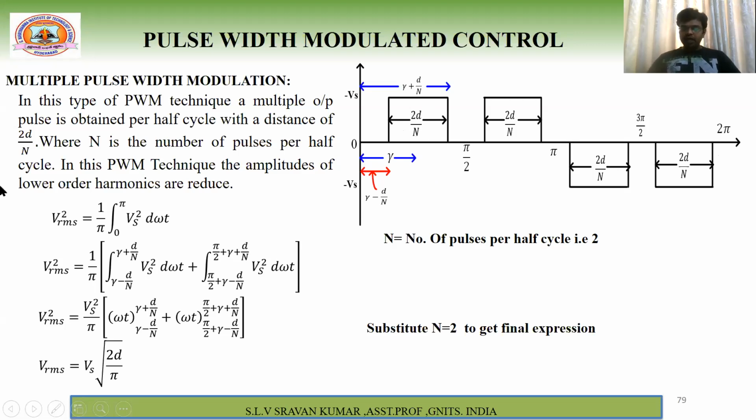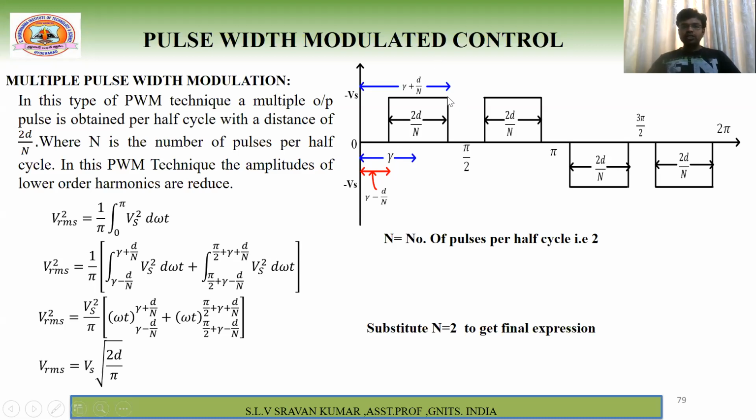Now one parameter we have to define here, which is called gamma. As per the textbooks, gamma is defined as the angle difference between 0 and the middle of the first pulse. That is the important point we have to identify. If I want to define this point, this total one is gamma. This first part is d by n. So this point is gamma minus d by n, right?